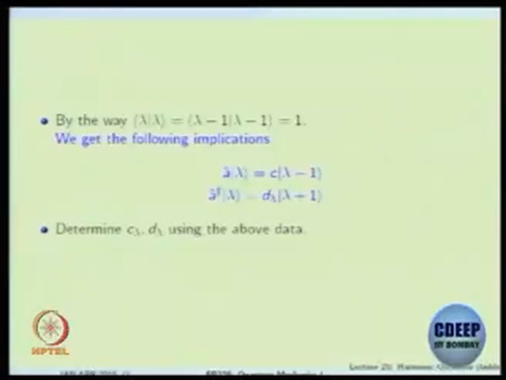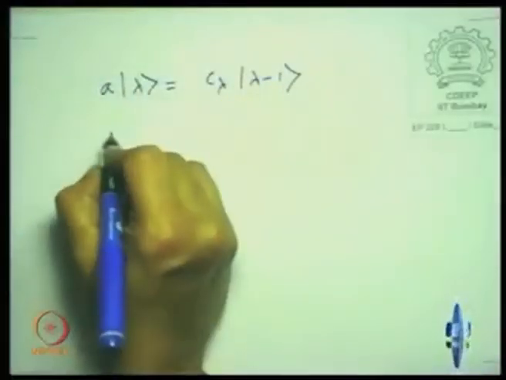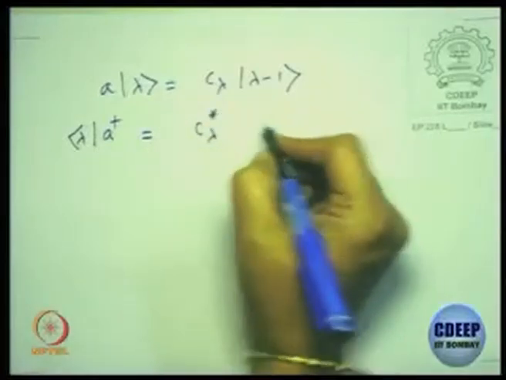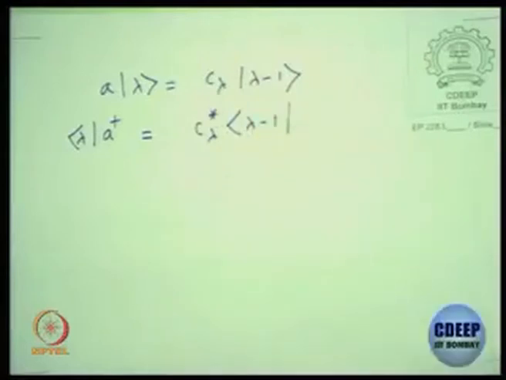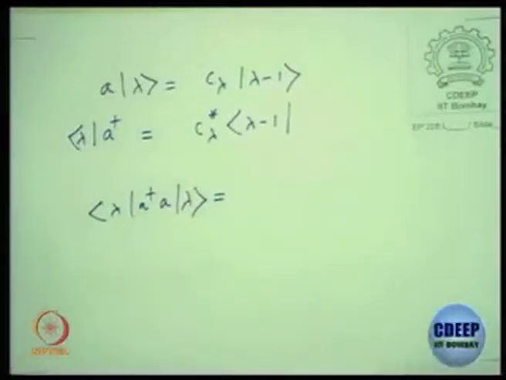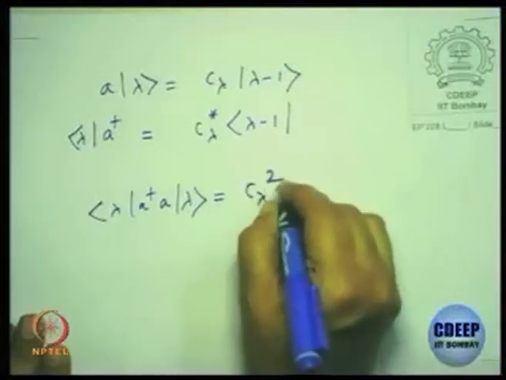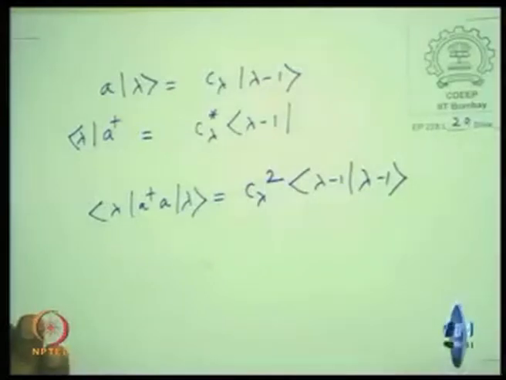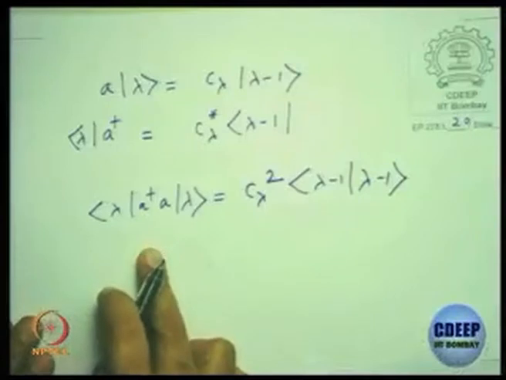So can you determine C lambda and D lambda using this above data? Can we work it out? Can you use this data and determine what is C lambda and what is D lambda? You have A on lambda is C lambda times lambda minus 1. So you can also write C lambda squared times lambda minus 1. What is this left hand side? What is the left hand side?